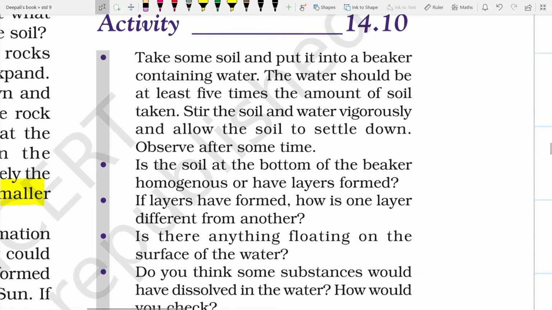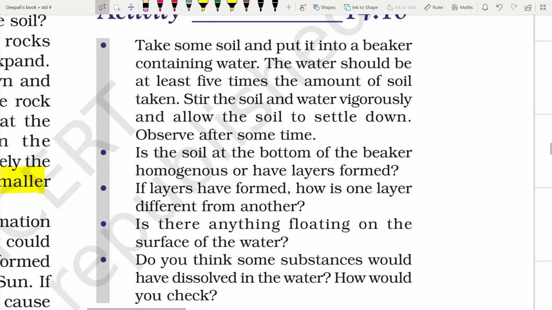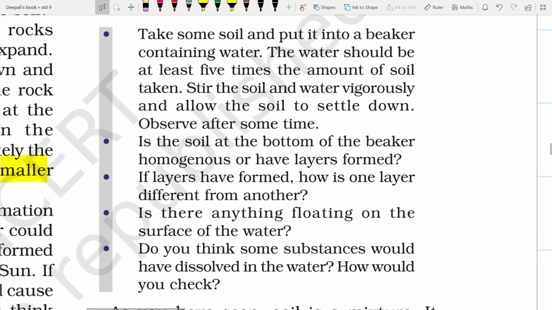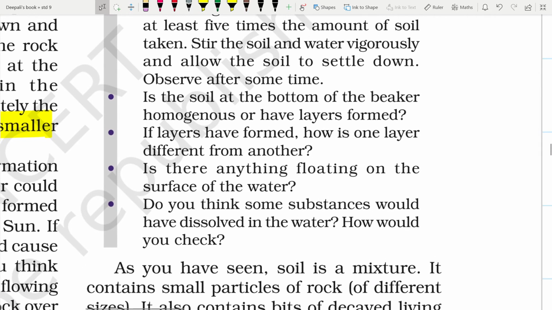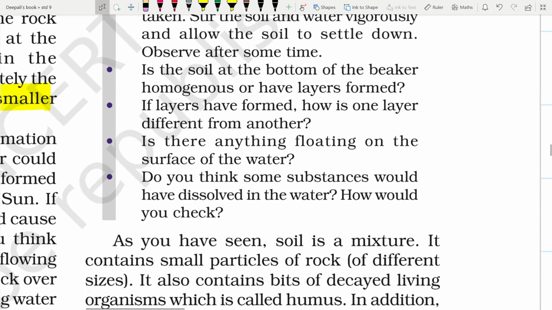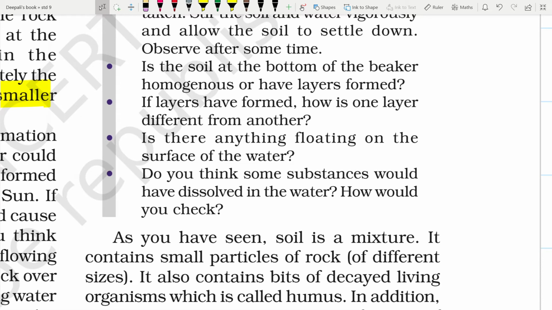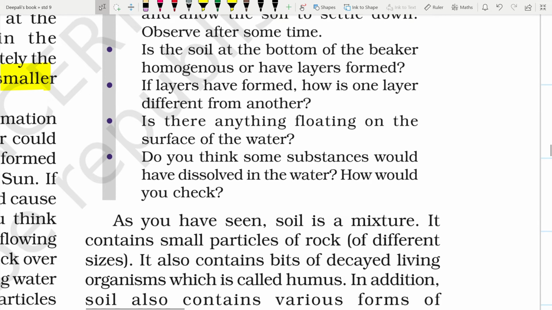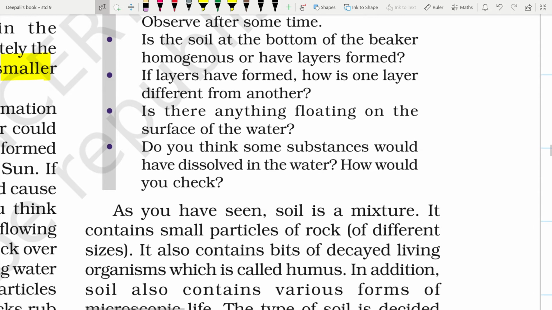Take some soil and put it in a beaker containing water. The water should be at least 5 times the amount of soil taken. Stir the soil and water vigorously and allow the soil to settle down. Observe after some time. Is the soil at the bottom of the beaker homogeneous or have layers formed?